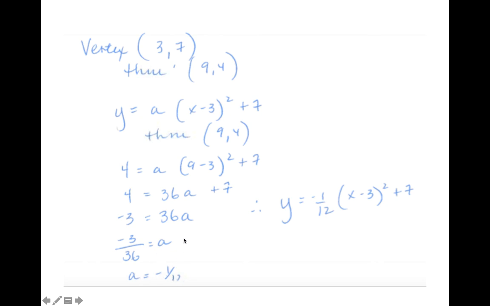So just stop and take a look at that math. I'm hurrying because I don't want the video to be too desperately long. And so then I know what A is, so I plug it in and use it in my equation.